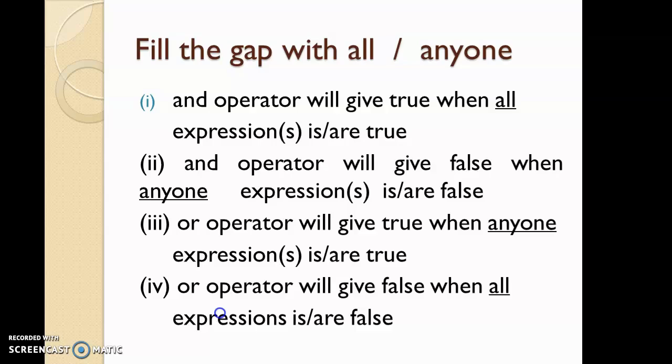For the third one, OR operator will give true when any one expression is true. So the answer is anyone. The fourth one, OR operator will give false when all expressions are false. So the answer is all. So I think now you understood the use of the logical operators.